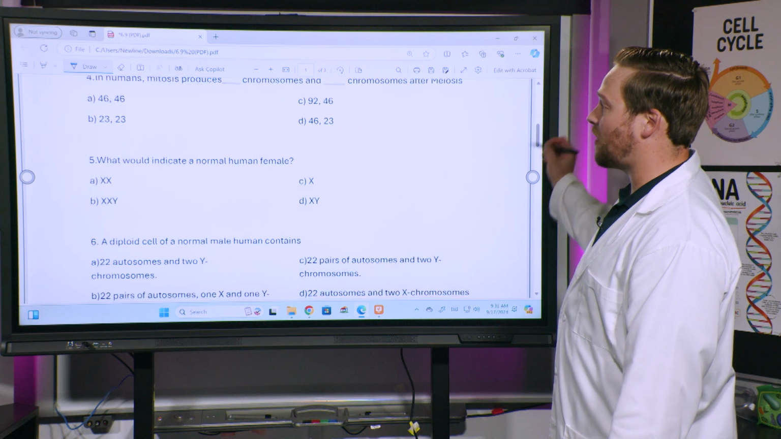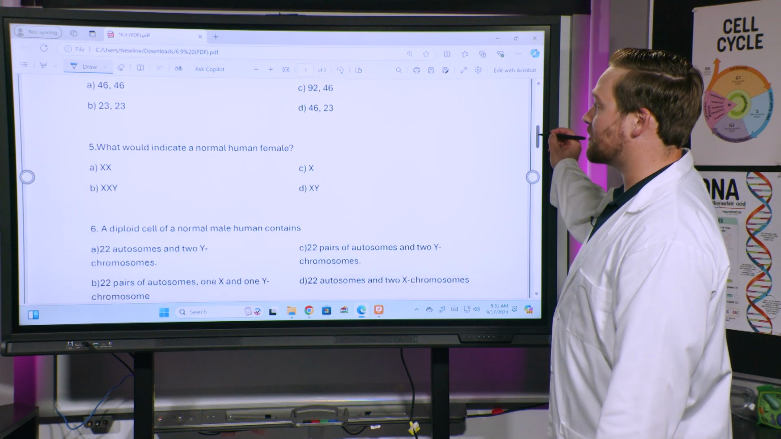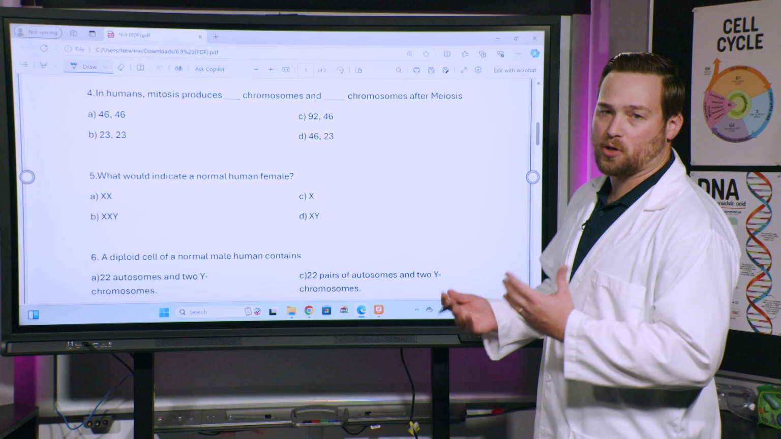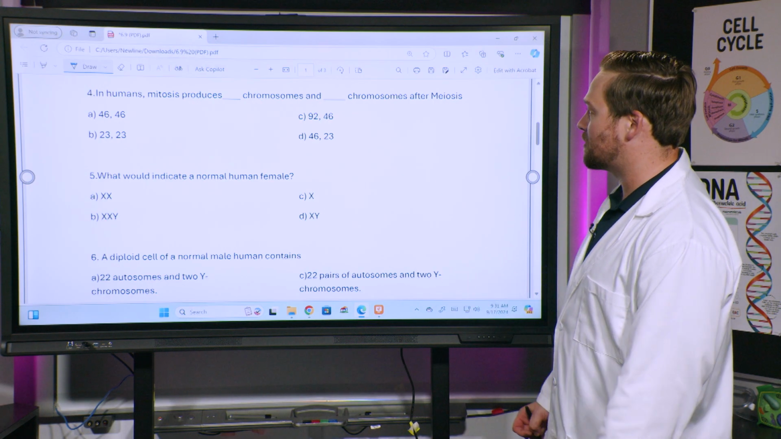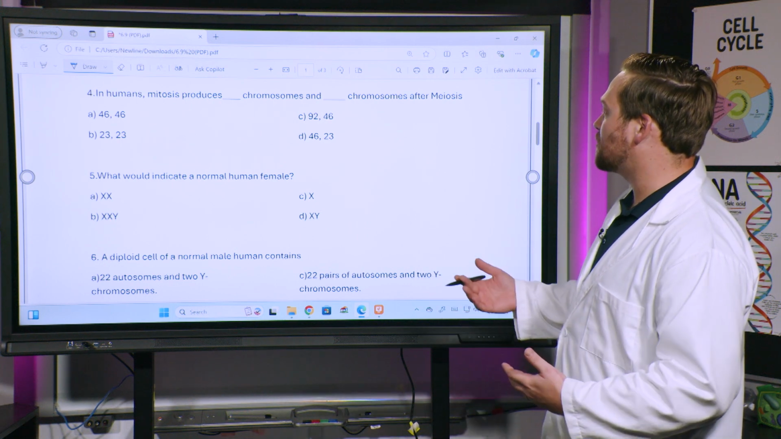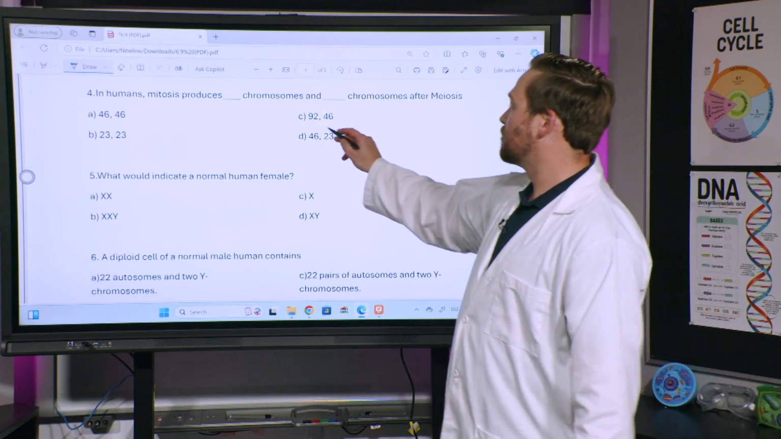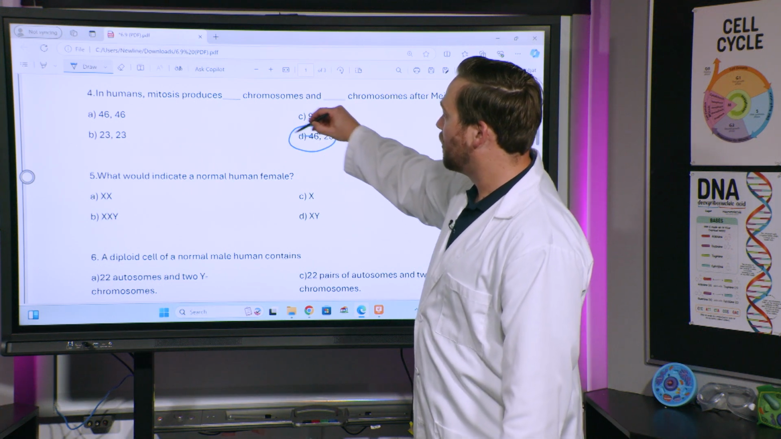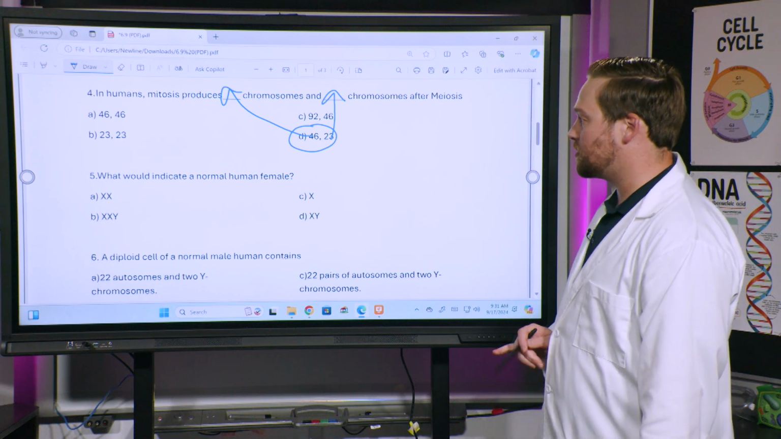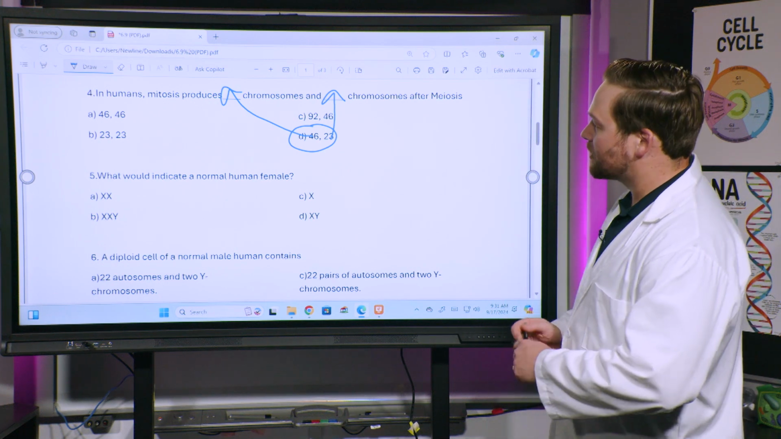So here we got 4, 5, and 6. Number 4 says, in humans, mitosis produces blank chromosomes and blank chromosomes after meiosis. Okay, so how many chromosomes are we making in mitosis and meiosis? That's what this is asking. Well, mitosis makes 46 chromosomes and meiosis halves it to 23. So we should do 46 and 23, 46 for mitosis and 23 for meiosis. Okay, great work. Let's keep it going.